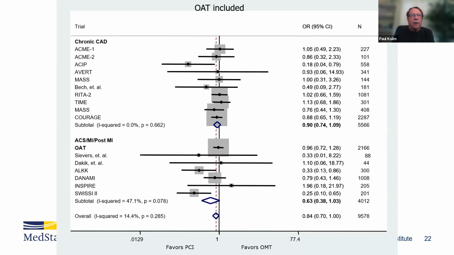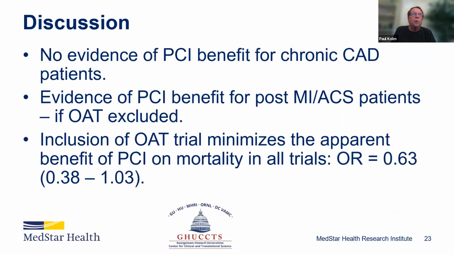And then also you note that by adding the OAT study in, the I-squared goes way up to over 45%, 47%. So adding this trial in makes even more of a difference in the conclusions that we would make based on these studies. So what we can conclude is we have no evidence of a PCI benefit for chronic CAD patients.